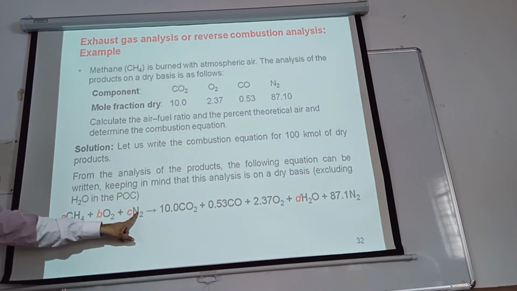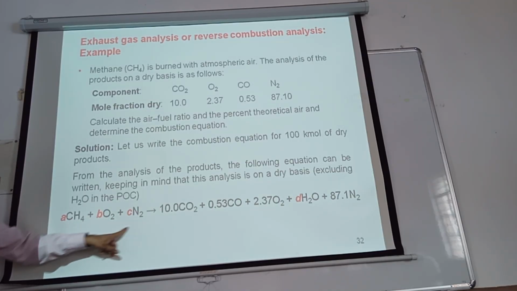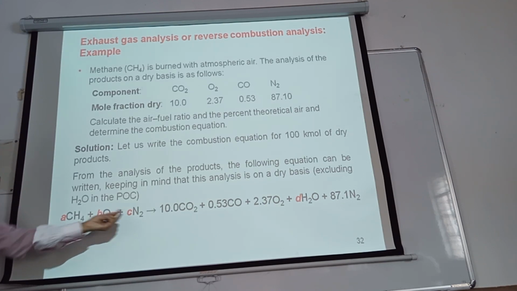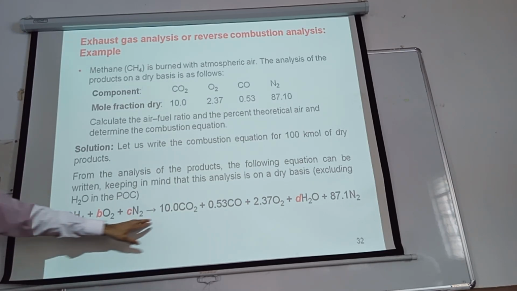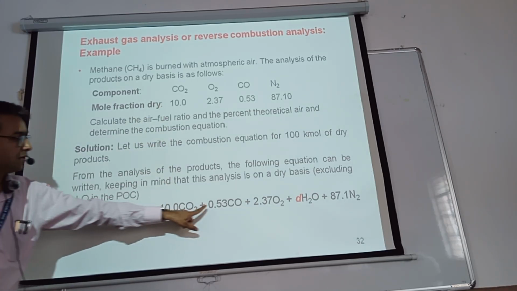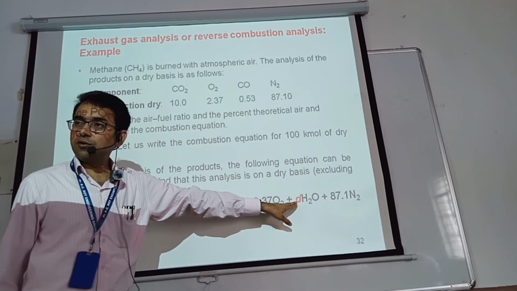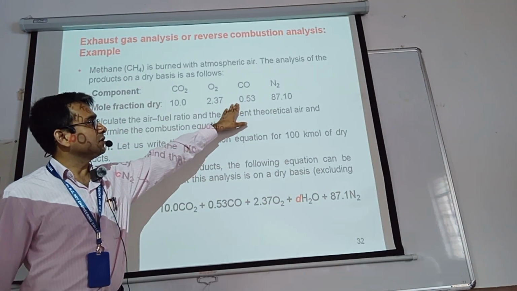That will come as a result. I have written it just as an extra. But the thing is that they can be combined. Atmospheric air. So you know that C is equal to what? B multiplied by 3.76. That's it. And this is 10. This is 0.53. This is 2.3. D is unknown because H2O was not included here.